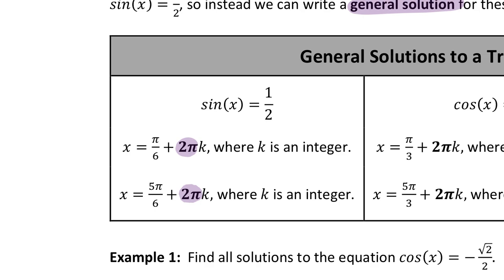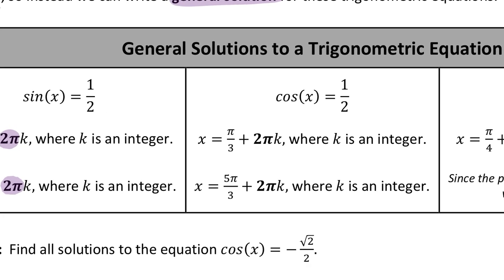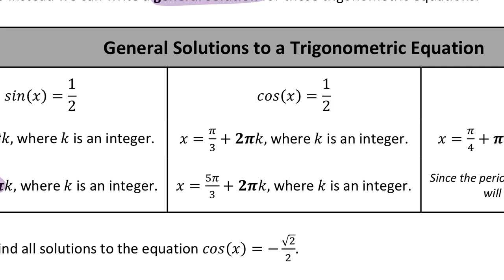For cosine of x equal to 1/2, if we think about that, we know cosine of x is equal to 1/2 at the angle measurement of pi over 3, and in quadrant 4 at 5 pi over 3. So we have two equations that represent the general solution: x equal to pi over 3 and every revolution after that, plus 2 pi k where k is an integer, and 5 pi over 3 in quadrant 4 plus 2 pi k, so every revolution after that.